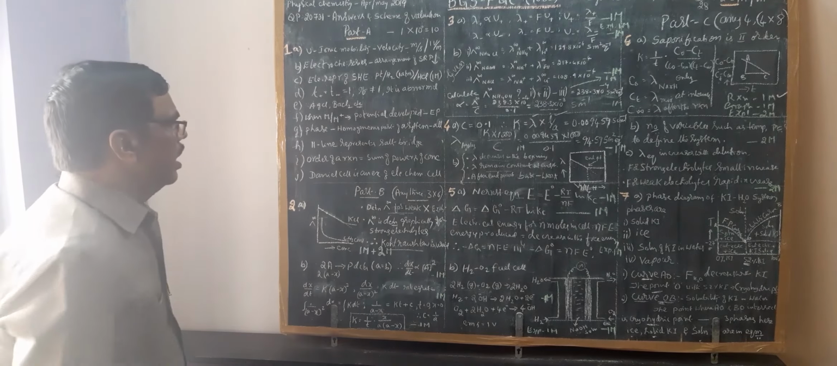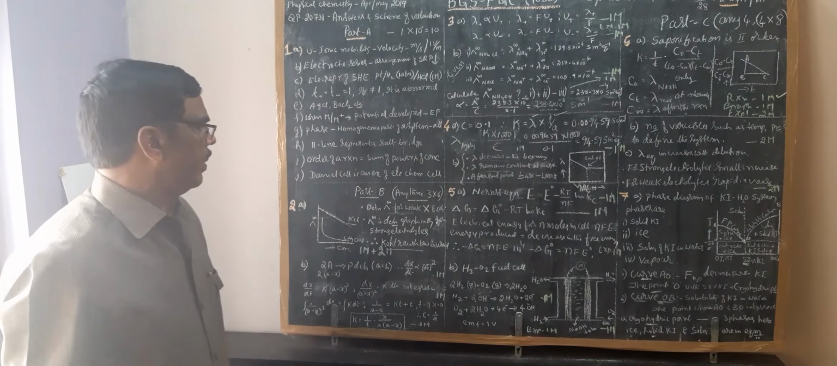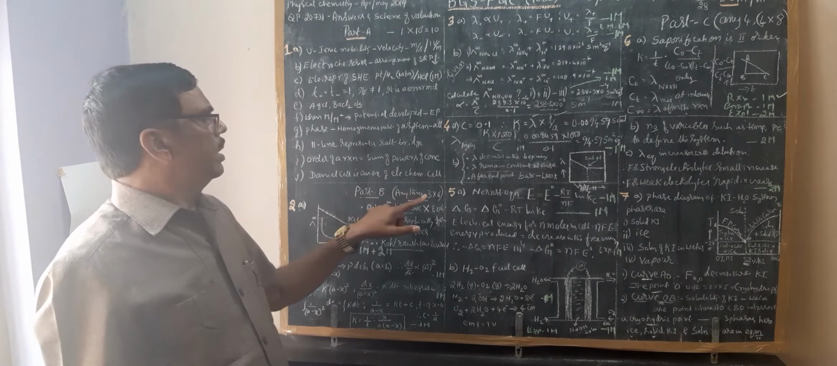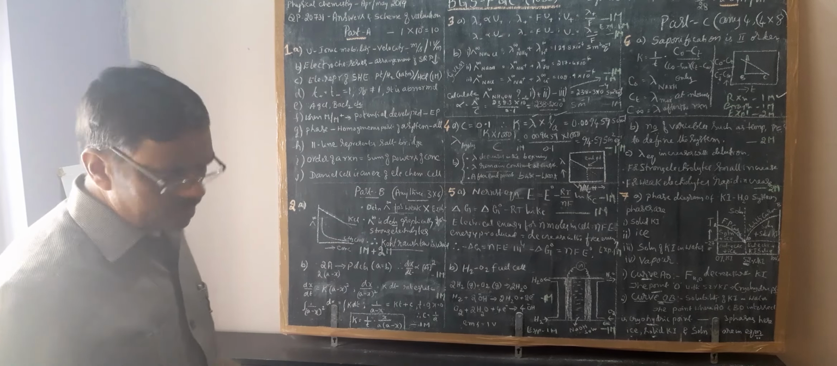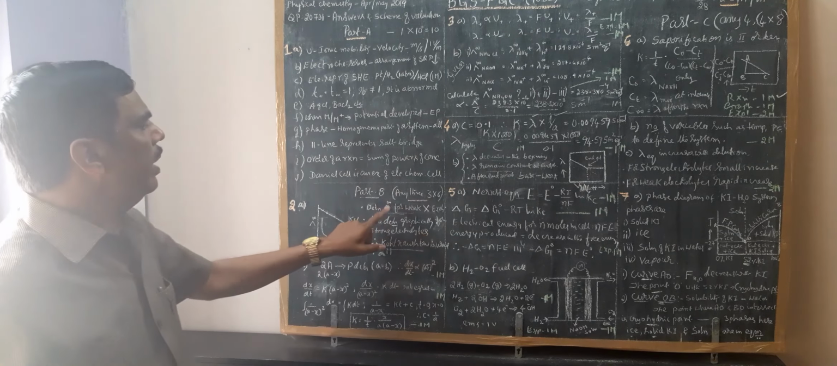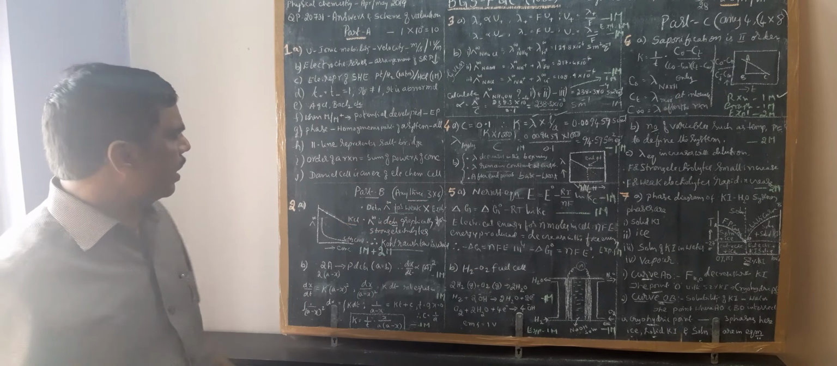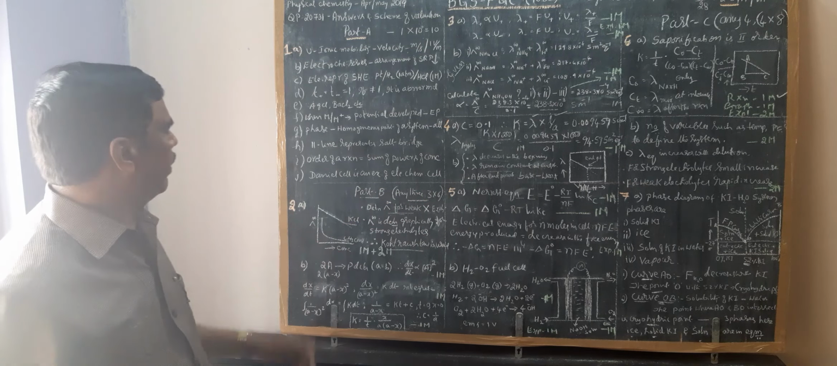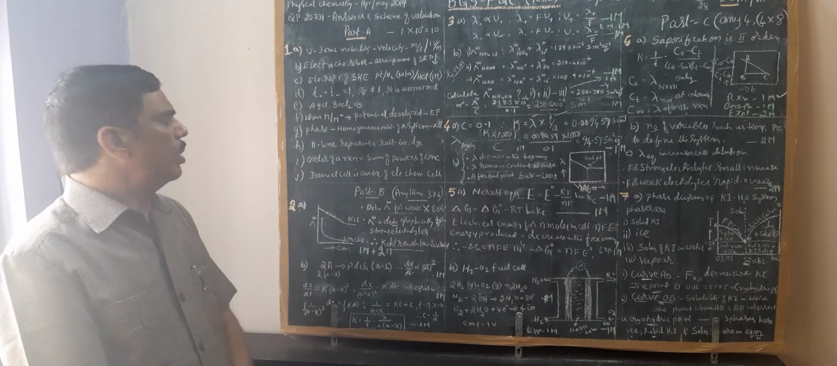Okay, we shall start answering Part B. In Part B, there are 4 questions. You have to answer 3 questions from Part B. Each question carries 6 marks and there are sub questions A and B. So come to the second question A.